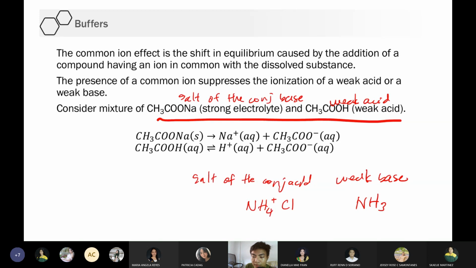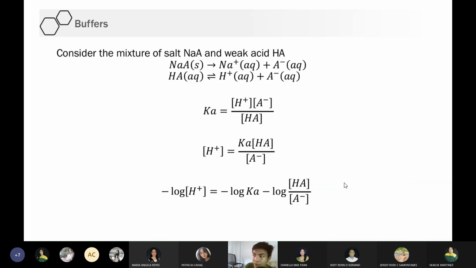So ngayon, punta muna tayo sa math. Okay, mag-math muna ulit tayo. So given the reaction of your acid, you get your Ka. So this is the Ka of the acid dissociation. What I did here sa baba is that I isolated my H+. So nilipat ko yung H+ on the other side. So I rewrote the equation. And then I get the negative log, no, of both sides of the equation.